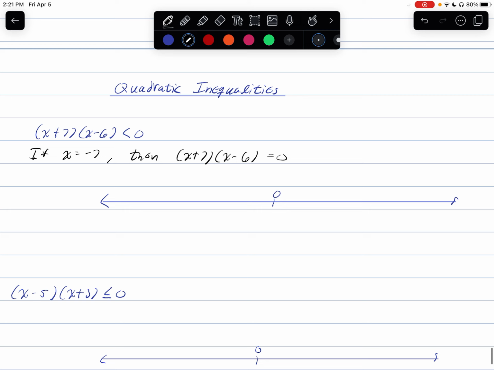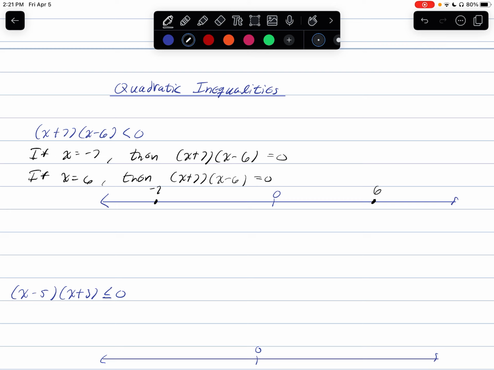So we're going to go ahead and put a dot here at x equals -7. That's going to be one of our points of interest, so to speak. And we also have if x is equal to 6, then (x + 7)(x - 6) is equal to 0. So we're going to put another point of interest at x equals 6. These won't have to be perfect to scale. We're just trying to get the general idea of what's happening here.